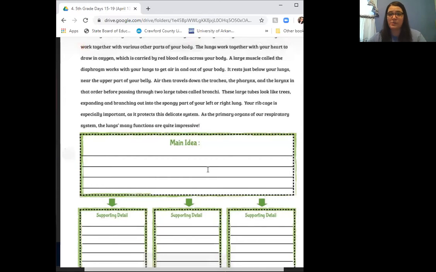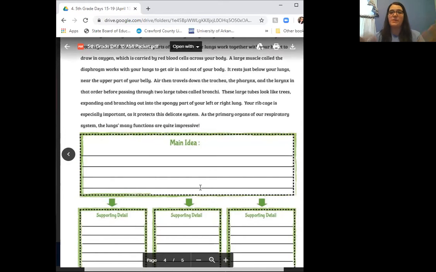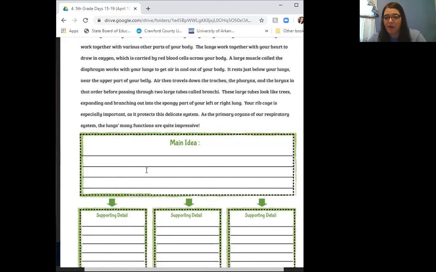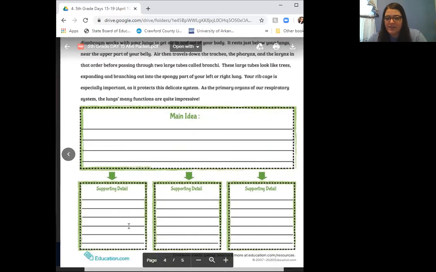What is this passage about? That is all the main idea is. The main idea is what the passage is about. Whatever you write in here, the supporting details are the facts that they put in that passage to support that main idea. So the supporting details are just those extra facts.